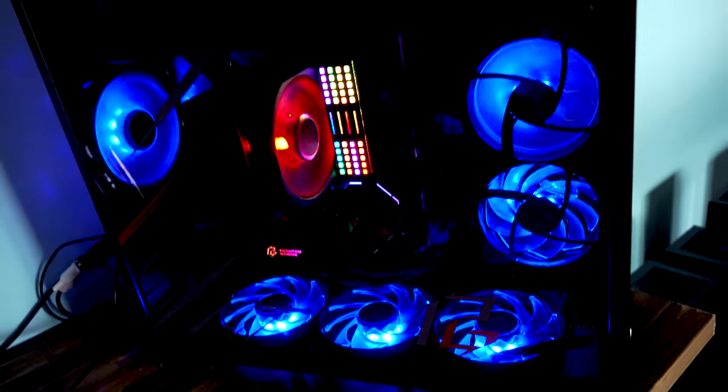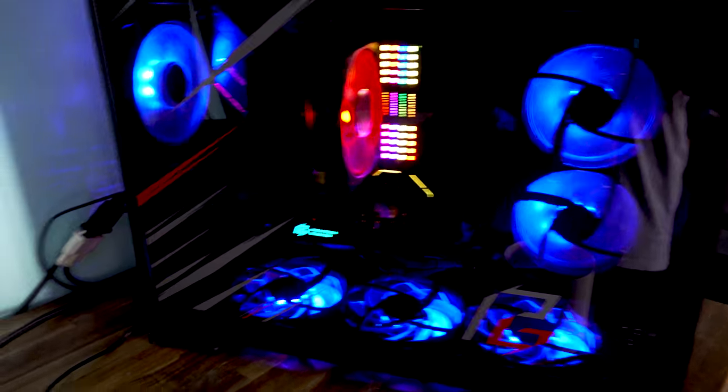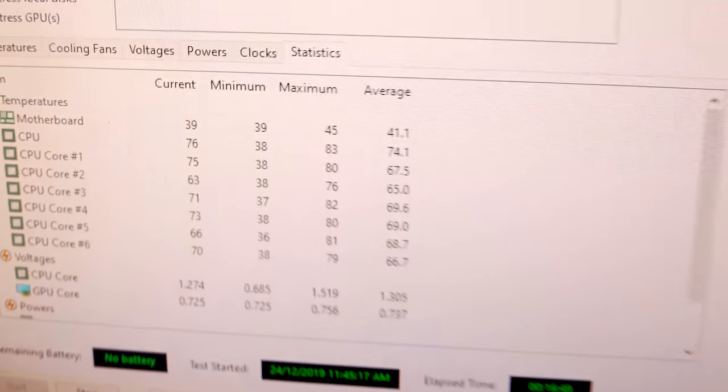And then we move over to the CPU side of things. I decided to test with AIDA64, and surprisingly the 212 on the 9900KS in the AIDA64 stress test did really well in my opinion. We saw here with six fans on that we got an average of 73 degrees.